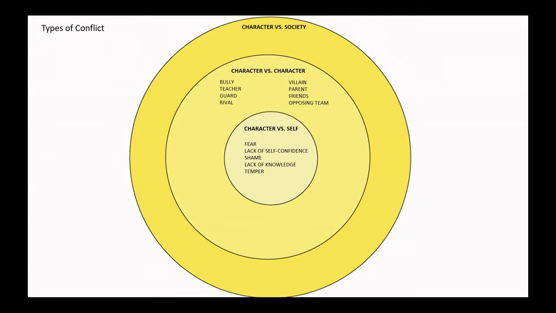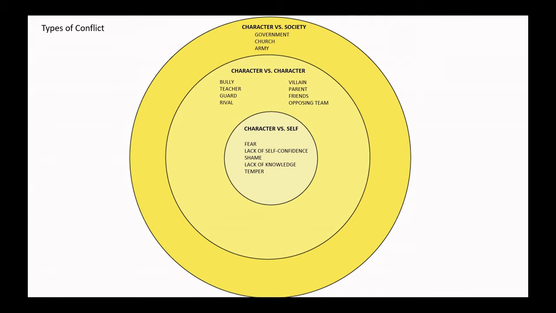And finally, we have a larger layer of obstacles, okay? Obstacles that come from the broader world. There are a few different labels for this. Character versus society is one. So this is maybe government, church, army, things that are bigger than just an individual person or groups of people, okay? Things that are a function of a society as a whole.